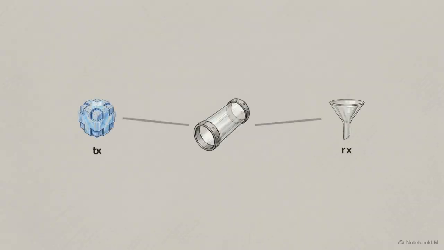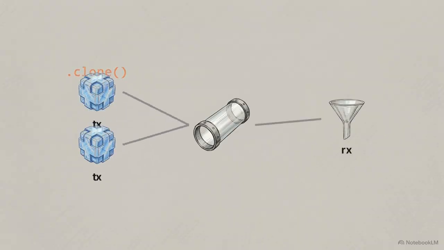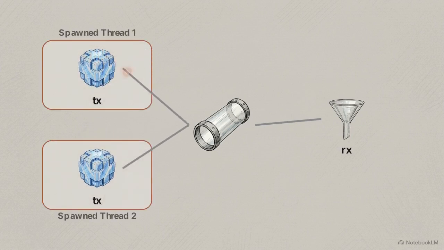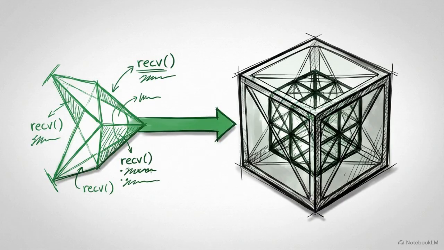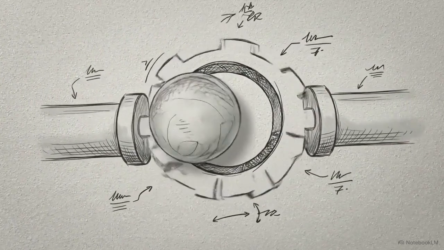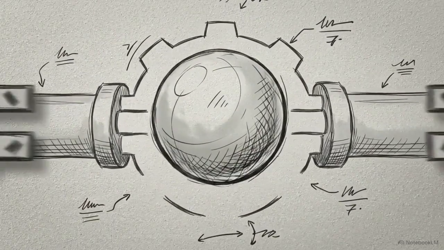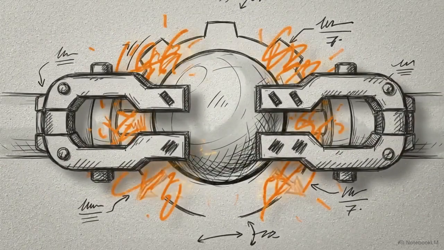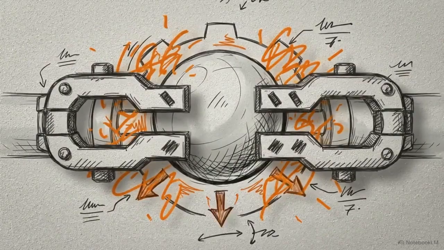To leverage the multi-producer capability, you can call tx.clone. This generates a new identical transmitting handle that can be moved into a completely separate parallel thread, allowing multiple sources to feed the same pipeline. On the receiving end, the standard method to extract the data is recv. Calling this method blocks the main thread's execution entirely, pausing the program until a message successfully arrives down the channel.